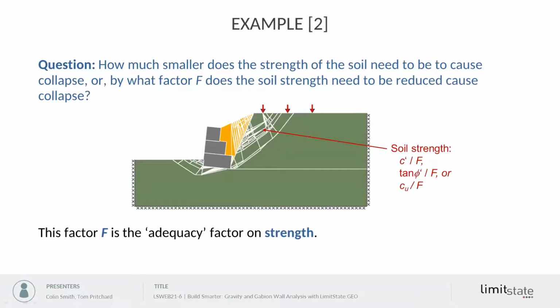The other way of looking at the problem is asking the software, how much smaller does the strength of the soil need to be to cause collapse, or by what factor F does the soil strength need to be reduced to cause collapse? And this factor F is the adequacy factor on strength. So those are the core principles. We'll come back to those in a moment.